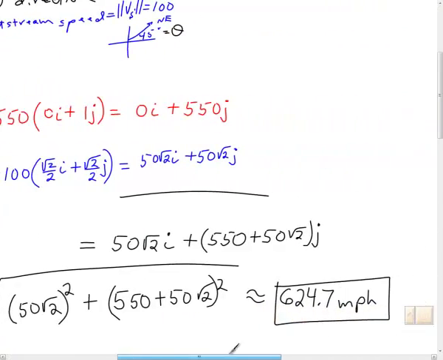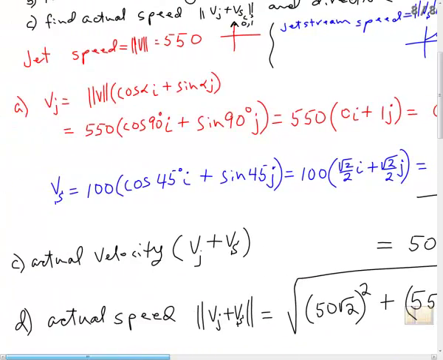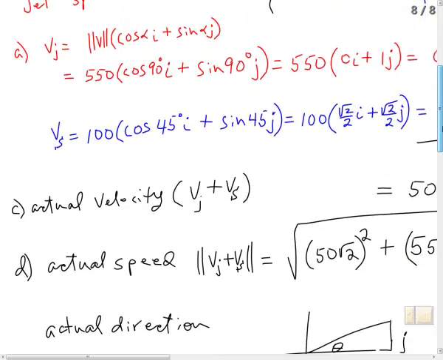So notice that it's actually going faster because the jet stream is going northeast and the jet is going north, so it's not a full tailwind, but it is somewhat of a tailwind. So it's going to push that jet faster. And so see that the jet is moving at a faster speed due to the jet stream pushing on it.